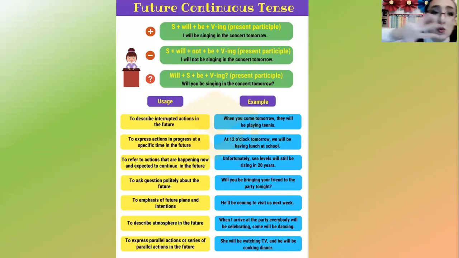Also, if you want to refer to some actions that are happening now and that are going to be continuing in the future, you are going to be using will be ing. For example, unfortunately, sea levels will still be rising in 20 years. Oh my goodness, it is something that is not going to be stopping.